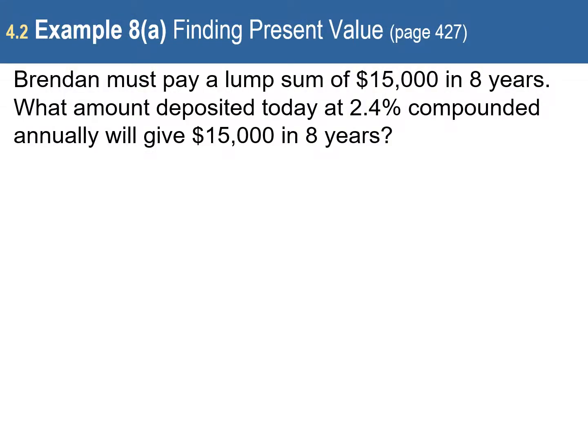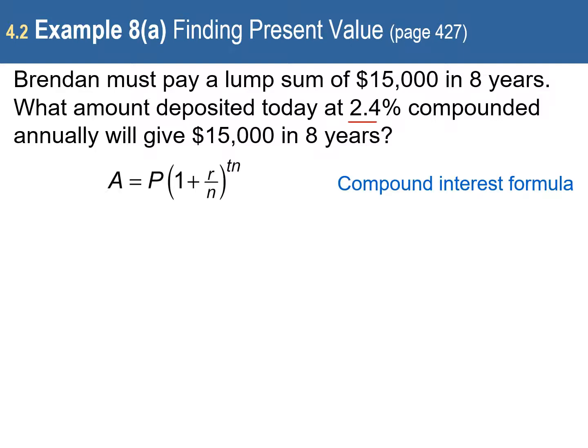Brendan must pay a lump sum of $1,500 in 8 years. What amount deposited today at 2.4% compounded annually will give him $1,500 in 8 years? So write down your compound interest formula.